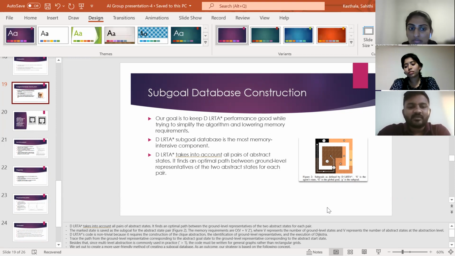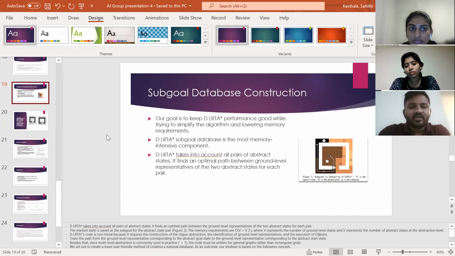Besides that, since multi-level abstraction is commonly used in practice, the code must be written for general graphs rather than rectangular ones. Then we set out to create a more user-friendly method of creating a subgoals database. As an outcome, our strategy is based on the following concept.